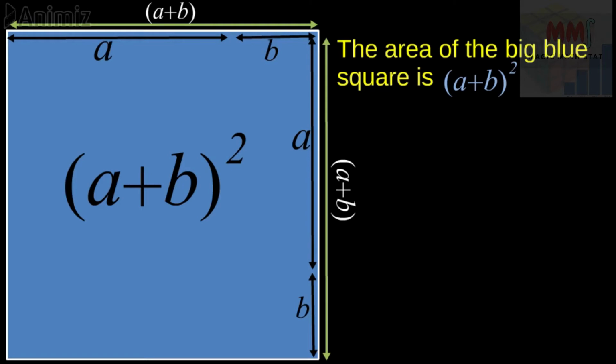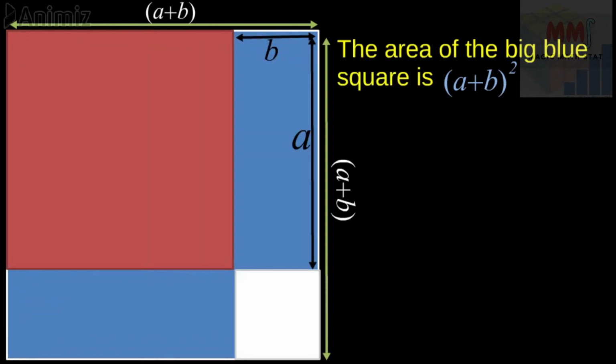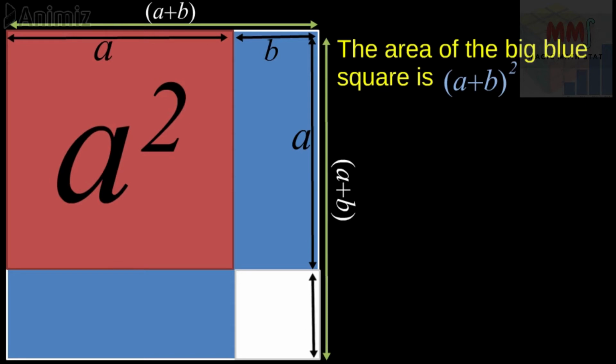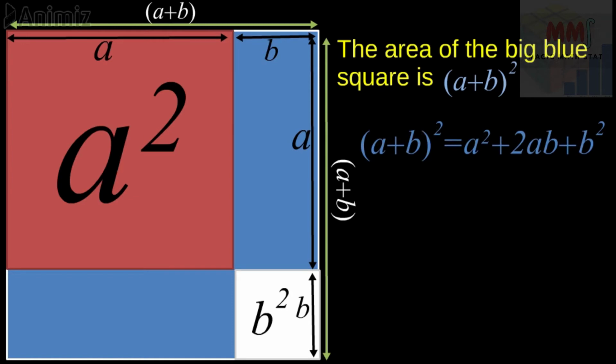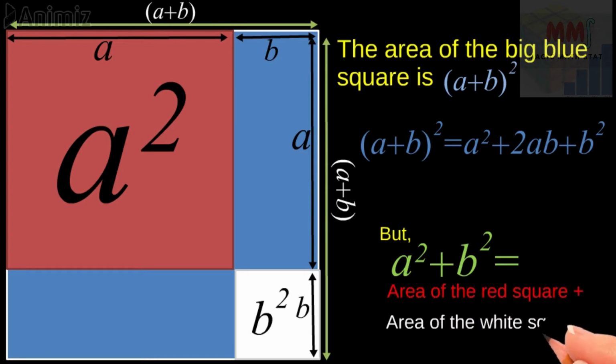And now we can divide this big blue square into four parts as in the previous video. One of them is this red square here, which has sides of size a, and the white square which has sides of size b, and then there are two blue rectangles left. Now (a plus b) whole square is the sum of areas of all these four parts. But when I say a square plus b square, that means the sum of the areas of the red square and the white square only. The two blue rectangles are not included in this, which were included in the (a plus b) whole square.